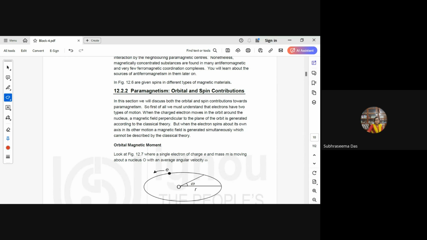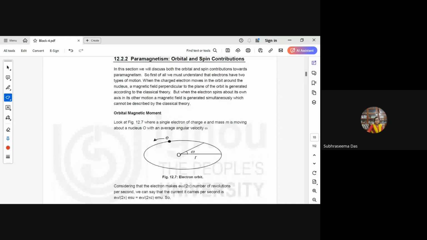To understand paramagnetism, we must understand that electrons have two types of motion. First is their orbital motion, and second is the spinning about its own axis. Therefore, the electron is associated with two types of motion, and as a result, two types of contributions are made to paramagnetism. First is the orbital contribution, and the other is the spin contribution.